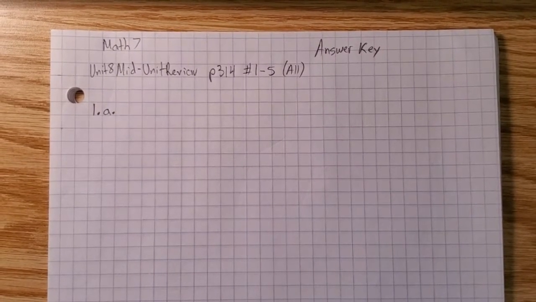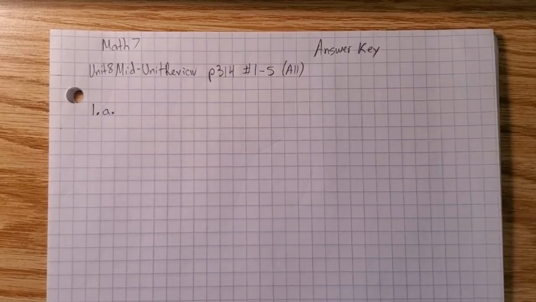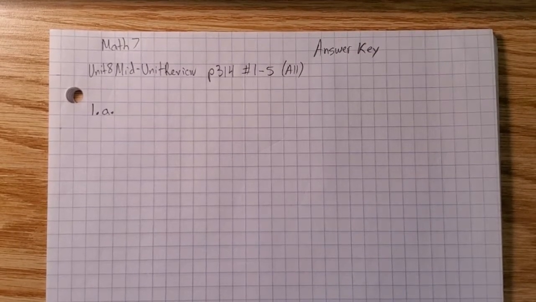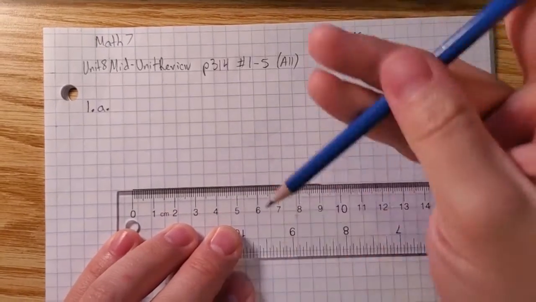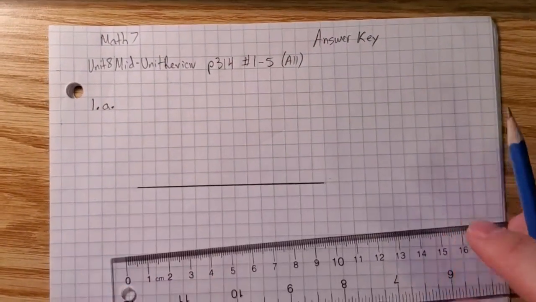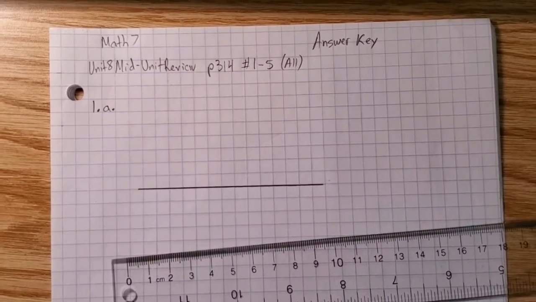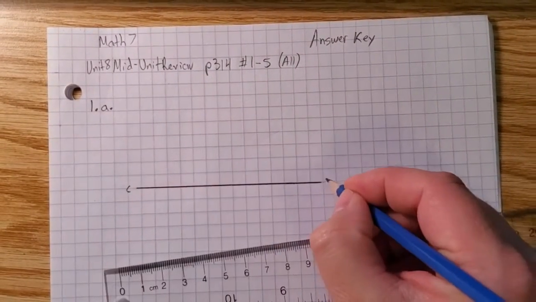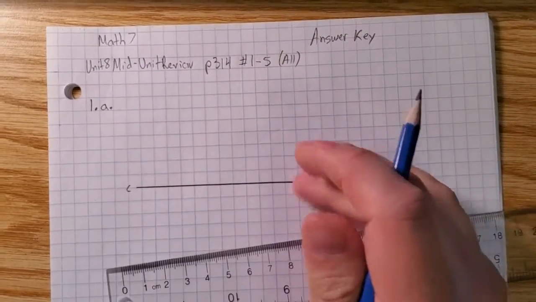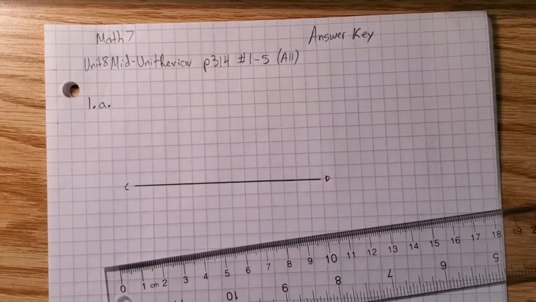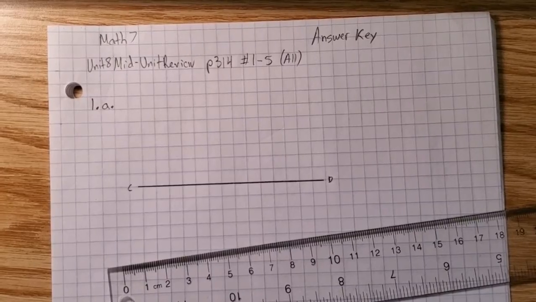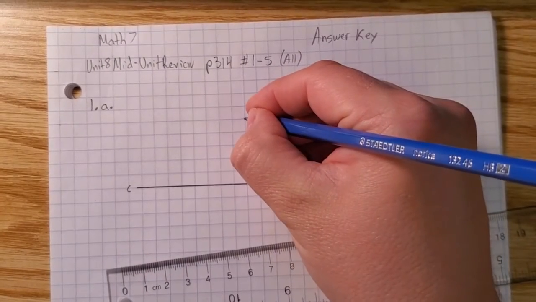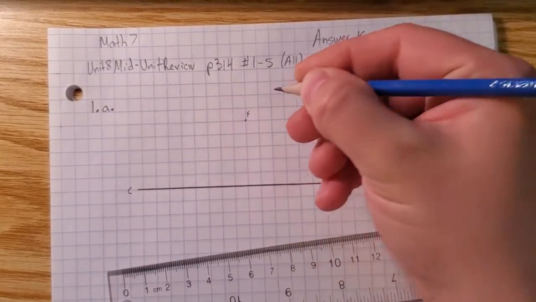So number 1A says draw a line segment CD of length 9 centimeters. Let's do it. All right. There we go. And we're going to label it CD. And we need to draw a point F, not on the line segment. So anywhere. I'm just going to pick here. That's F.